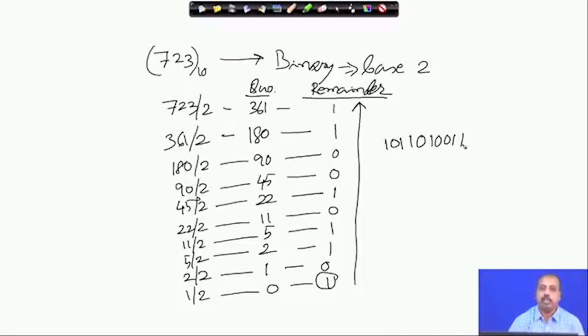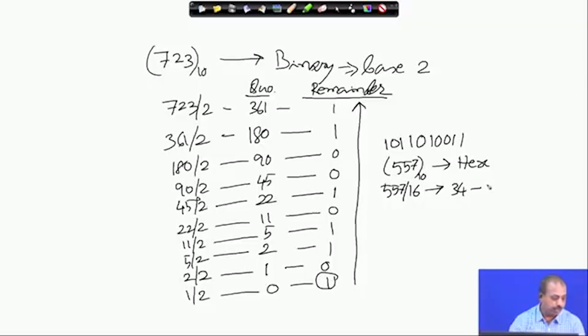In the same way, you can represent any number in any other number system. For example, suppose we are interested in representing the number 557 in the hexadecimal number system. This is base 10, and we want to convert it into the hexadecimal number system, that is, the base 16 number system. So, we do the same thing, 557 divided by 16. This gives you quotient 34 and remainder 13. 13 in the hexadecimal number system is represented by the symbol D.